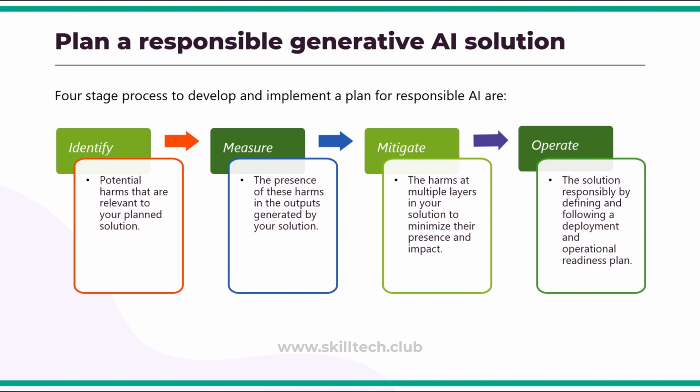Then you have to measure the presence of these harms in the output generated by your solution. And if you identify any such outputs, you have to mitigate the harm at multiple layers in your solution to minimize their presence and impact. And you have to ensure that you have transparent communication about potential risk to the users. So while launching that app, while providing it to the end users, you have to make sure that you mention certain details associated with it.